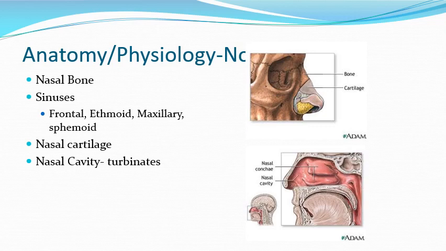You have your four different sinuses. You have your frontal, ethmoid, and maxillary sinuses that form the area in and around the nose. And then as we move through, you have your nasal cartilage, and then in your nasal cavity, you have what are called turbinates. They're three curved bony structures, and they're highly vascularized, basically covered with a highly vascularized mucous membrane.